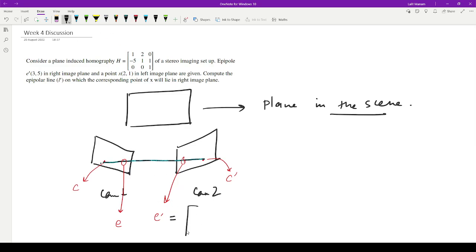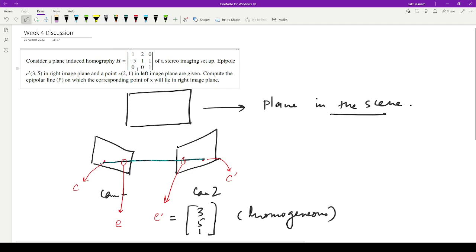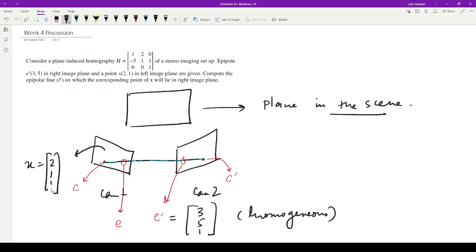E prime is given as 3, 5, 1 in homogeneous coordinate systems. And a point 2 comma 1 is given in the left image plane. So there is another point x, which we would like to write in homogeneous coordinates as 2, 1, 1. Compute the epipolar line L prime on which the corresponding point x will lie in the right image plane.